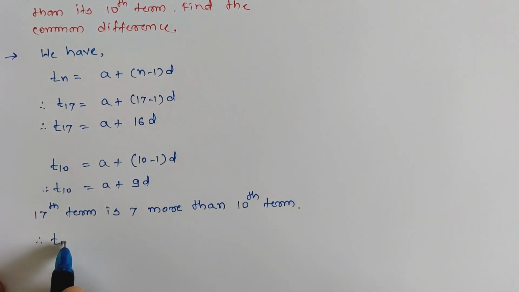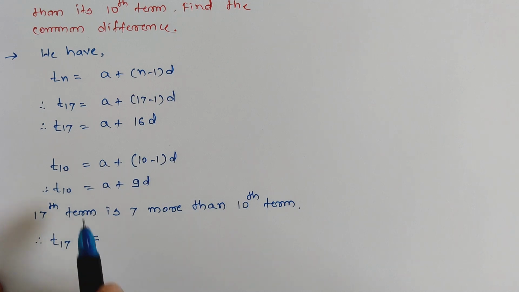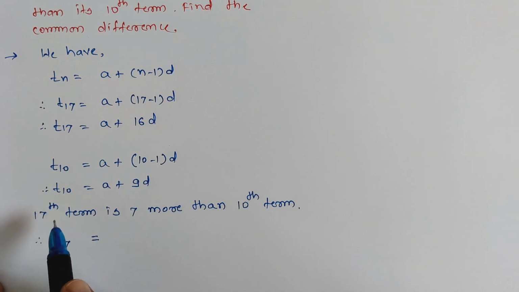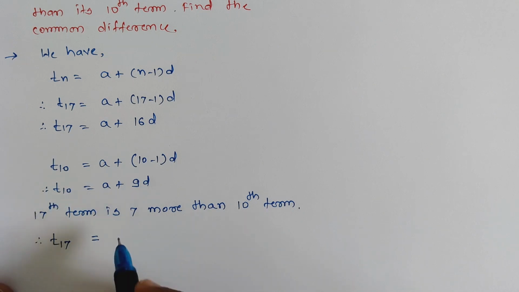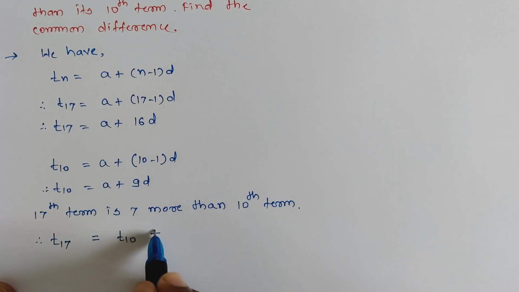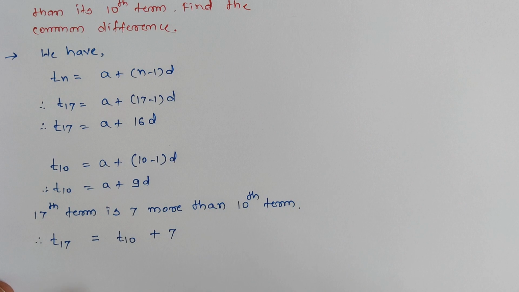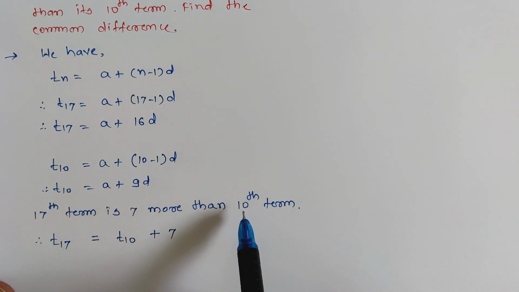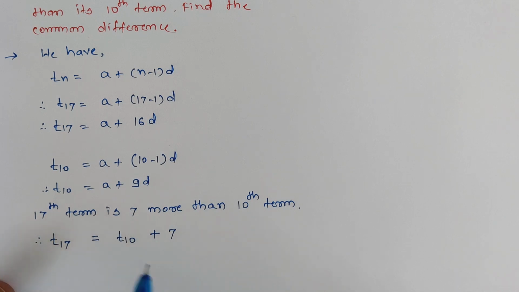So the 17th term we denote by T17. If we have to equate it with the 10th term, we should add 7 to T10, that is T10 plus 7, as the 17th term is 7 more than the 10th term. So if we have to equate these two, we should add 7 to the 10th term, that is T10, so as to get these two equal.